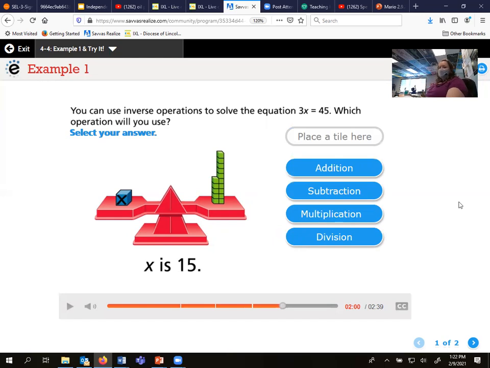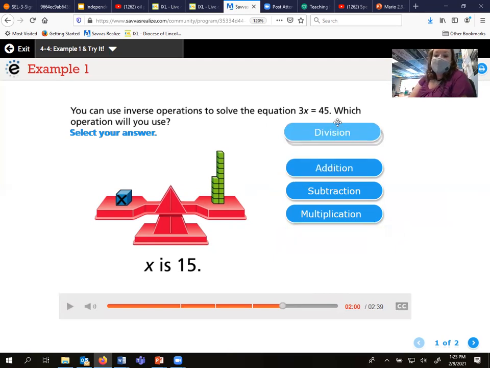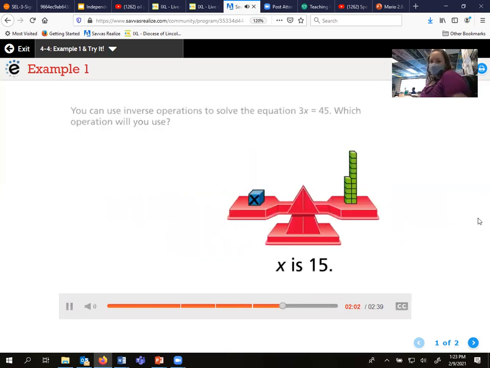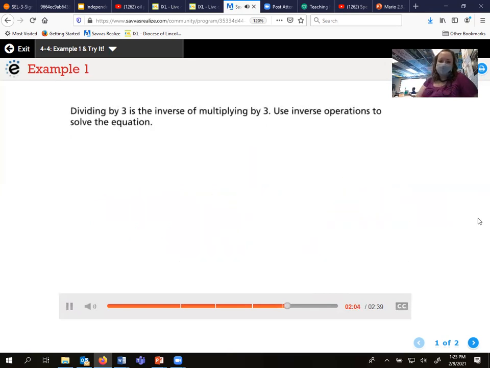Multiplication? Our equation was 3 times x equals 45. Division. Division, which is how, when I was using words, I kept saying 45 divided by 3. So that makes sense. Dividing by 3 is the inverse of multiplying by 3.